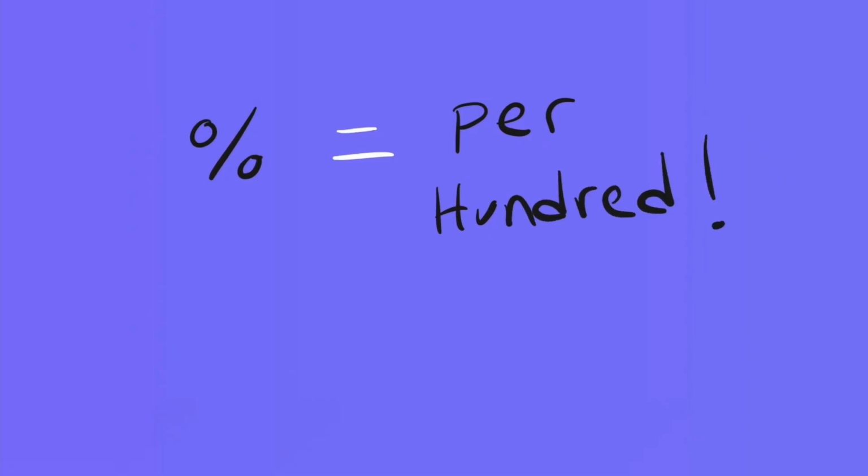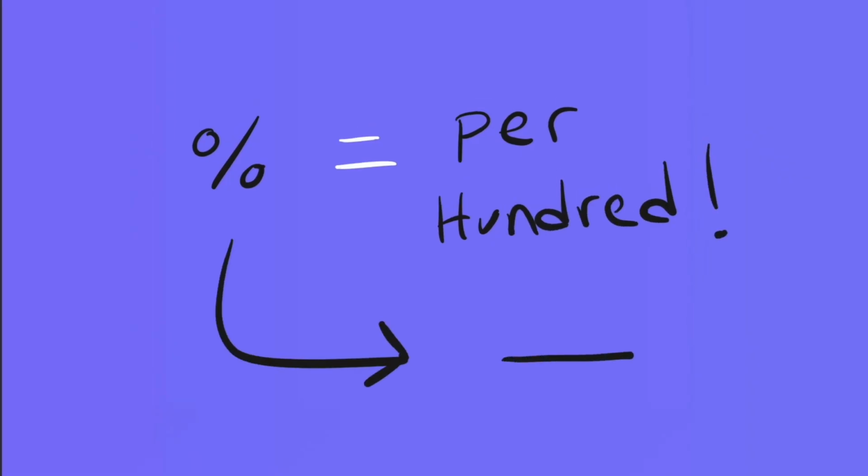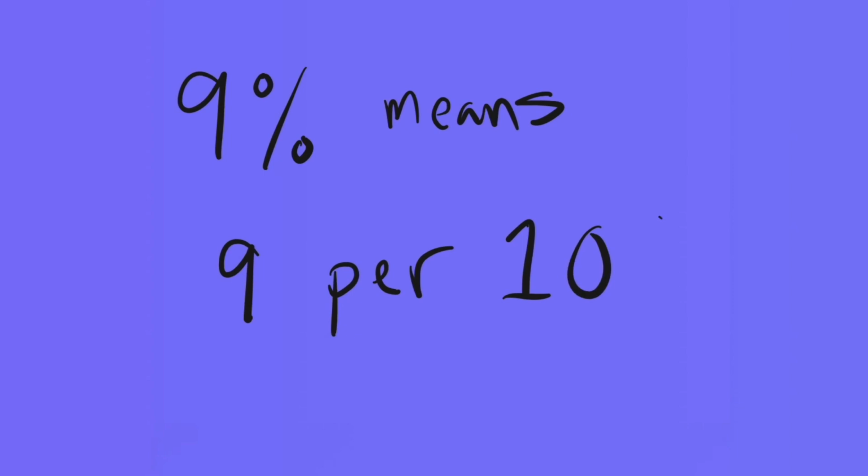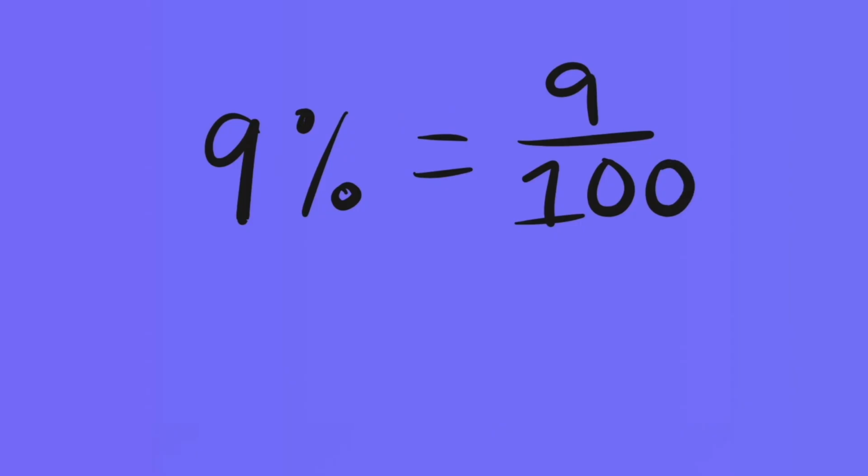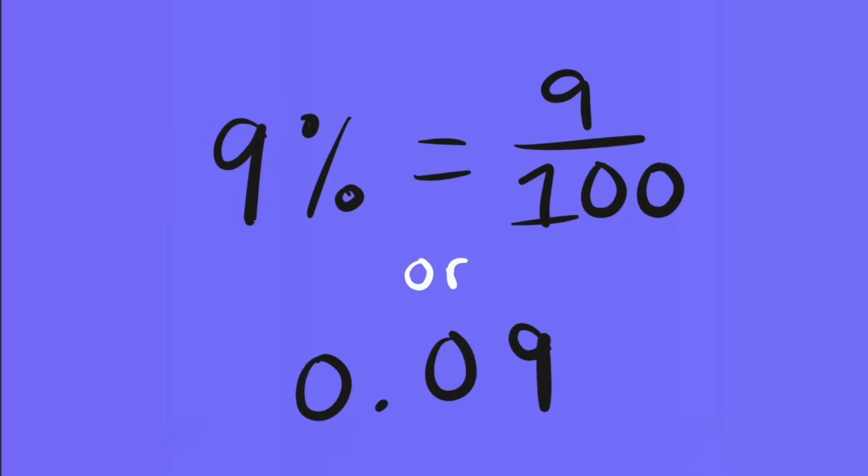A percent literally means per 100. Percentages are ratios that compare a quantity to 100. So for example, 9% means 9 per 100. So you'd literally write it like 9 over 100. So it can be written as that fraction, 9 over 100, or you can write it as a decimal as 0.09. That's what a percent is, percent per 100.